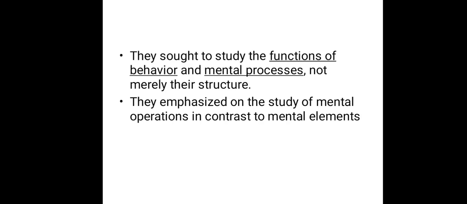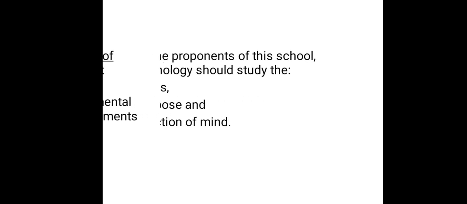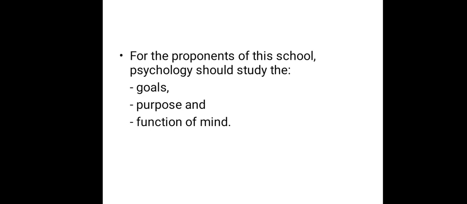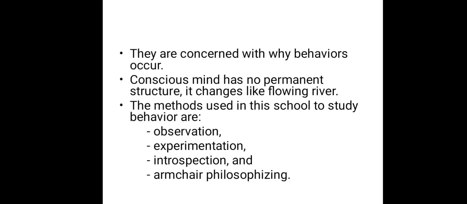So they were focused on adjustments and adaptations, and they believed in the survival of the fittest as well. For the proponents of this school, psychology should study the goals, the purposes, and function of mind. Those are the main points of the school of thought of functionalism. William James and John Dewey were concerned with why behaviors occur. The conscious mind has no permanent structure; it changes like a flowing river. The methods used in this school are observation, experimentation, introspection, and armchair philosophizing.